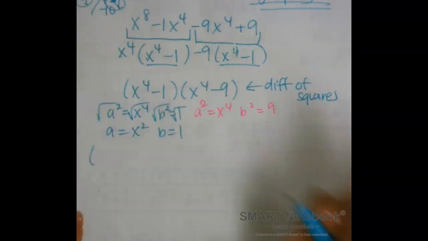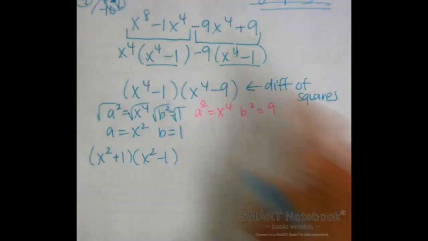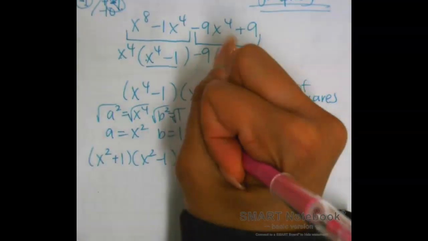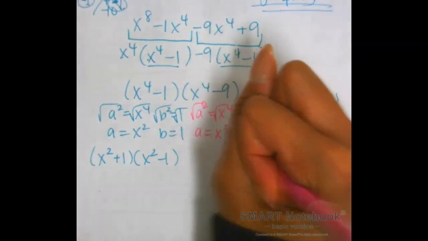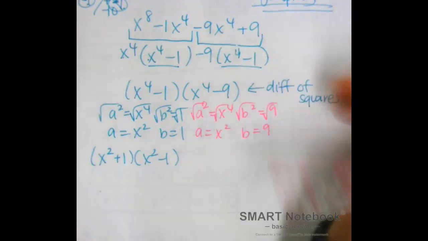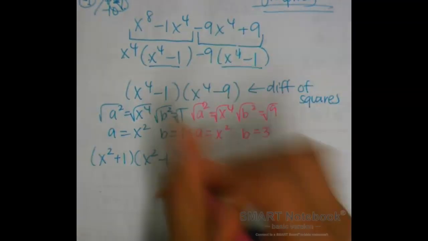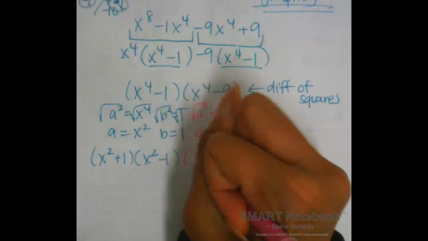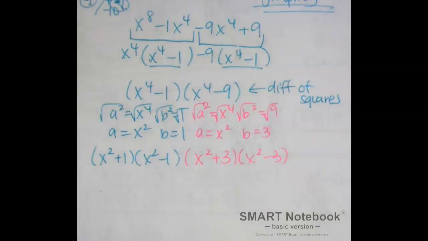All right, so for the first one in blue, we're going to have x squared plus 1, x squared minus 1. And then for the second one, I'm going to square root all of these. A is going to equal x squared, b is going to equal... oh, not 9. The square root of 9 is 3. So in my next binomial, we're going to have x squared plus 3, x squared minus 3.